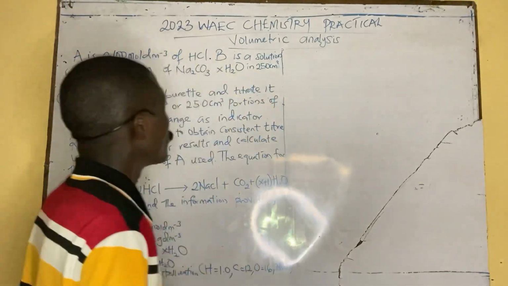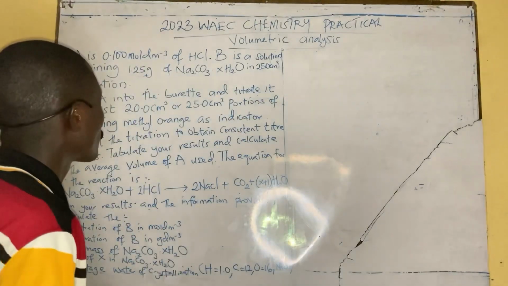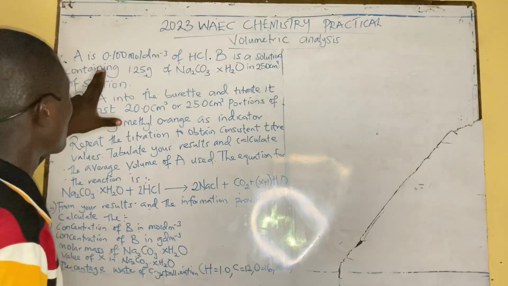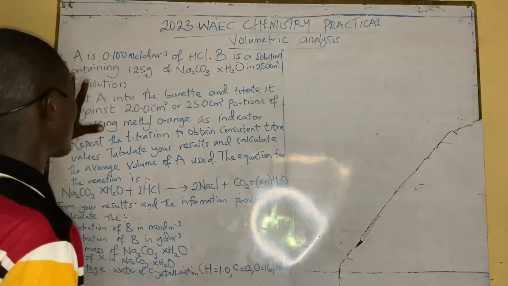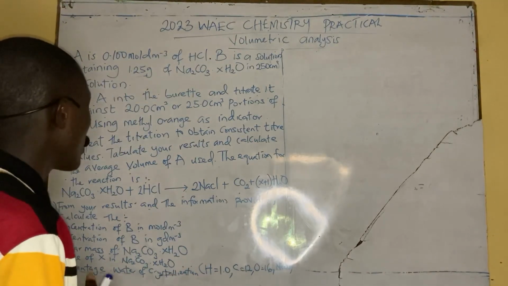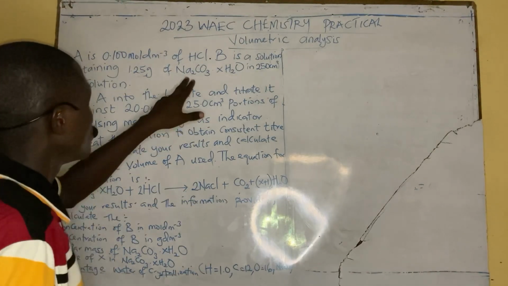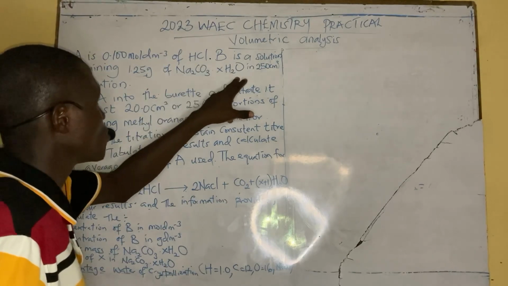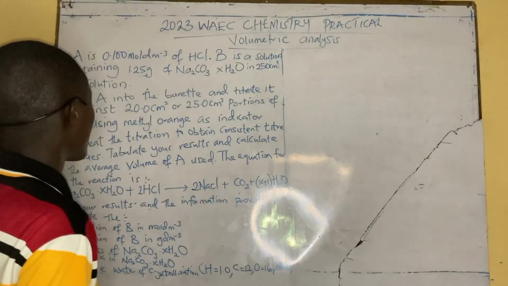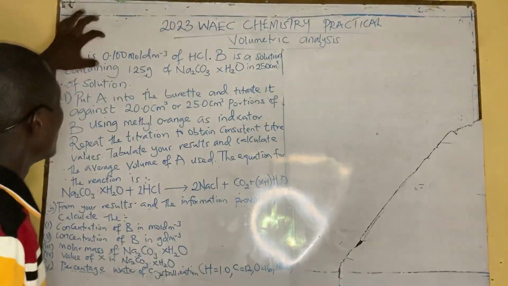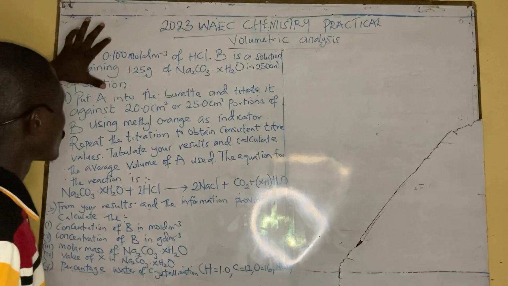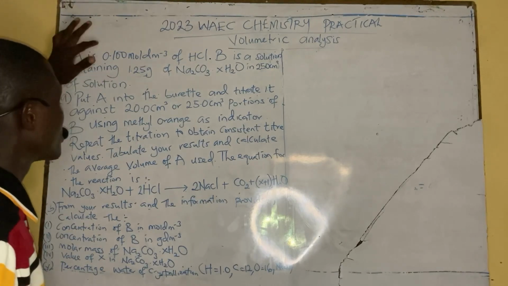So now coming back to this question. A is 0.10 molar of HCl, and B is a solution containing 1.25 gram of Na2CO3.XH2O in 250 centimeter cube of solution. So this is the information given to us about the two solutions A and B.